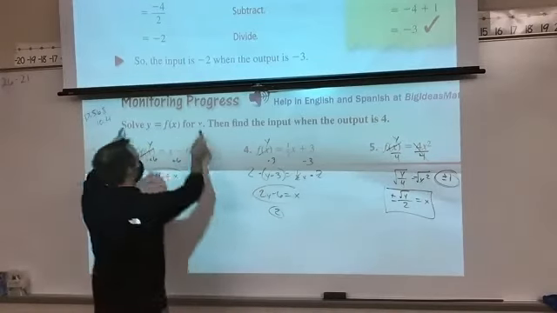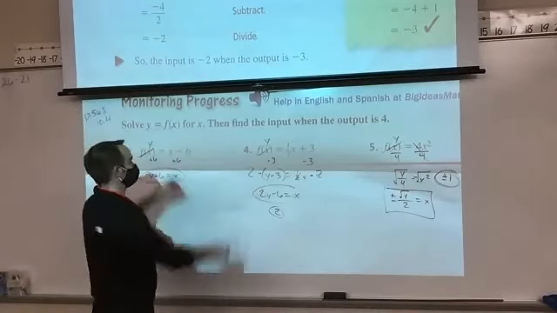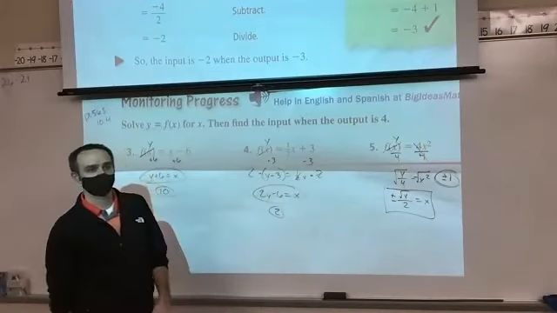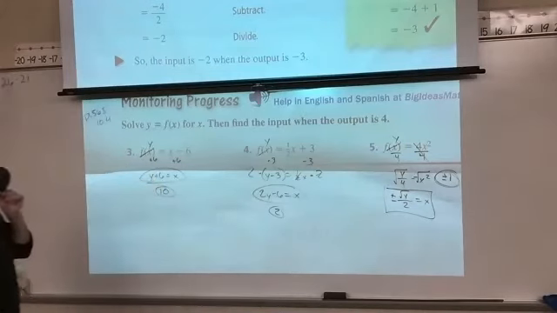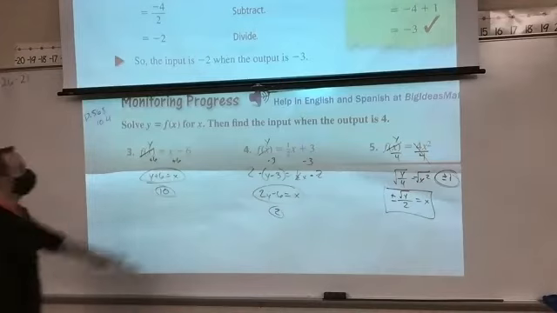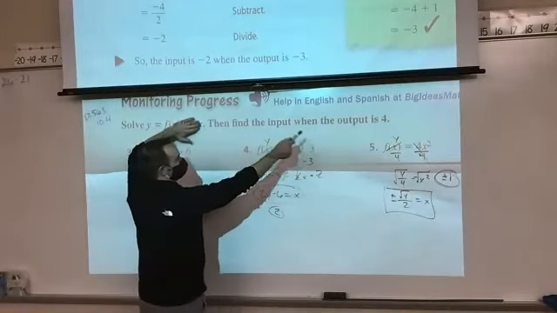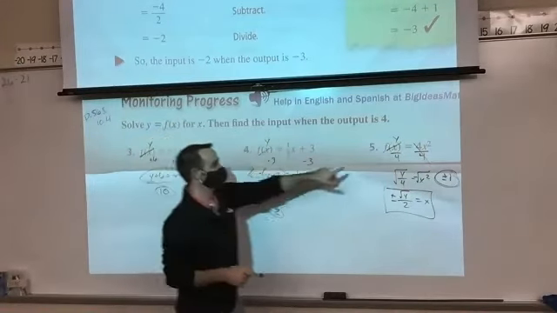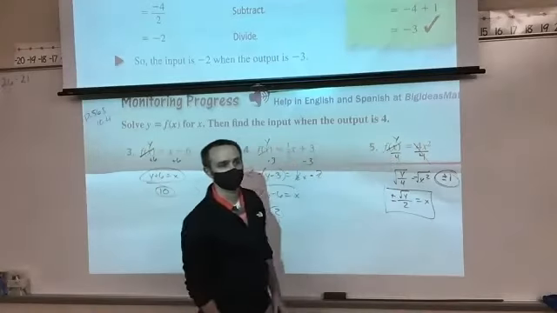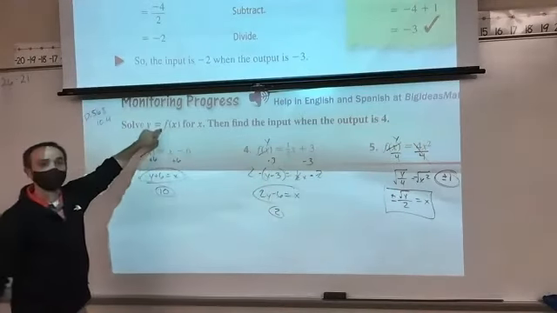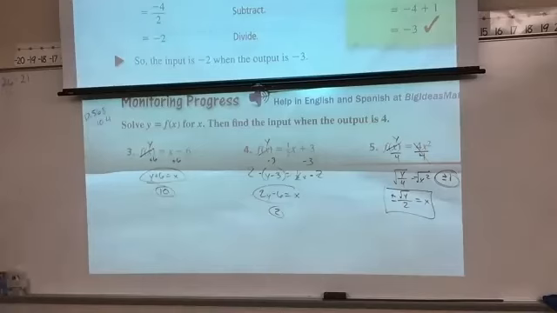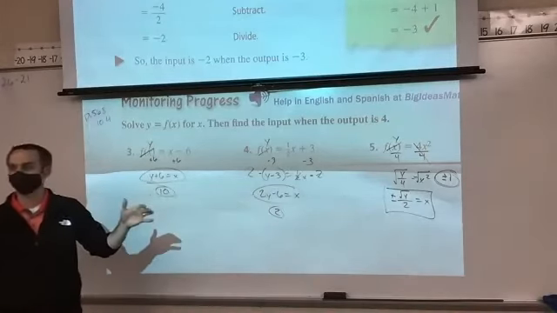Because the first thing they ask you to do is solve it for y, or solve it for x. That's why. Yeah, if they just wanted, when the output is 4, find the input, then you could plug a 4 in here and solve it. But they asked us to do that first, right? Any other questions on this?